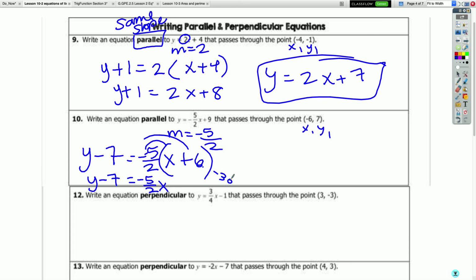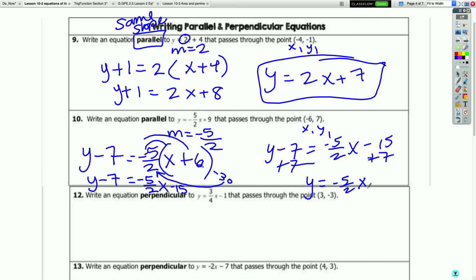I just kind of write that out there. And then we're going to divide by the bottom number. So what's negative 30 divided by 2? Negative 15. So we have y minus 7 equals negative 5 over 2x minus 15. And what's the last step? Add the 7. So my final answer would be y equals negative 5 half x minus 8.